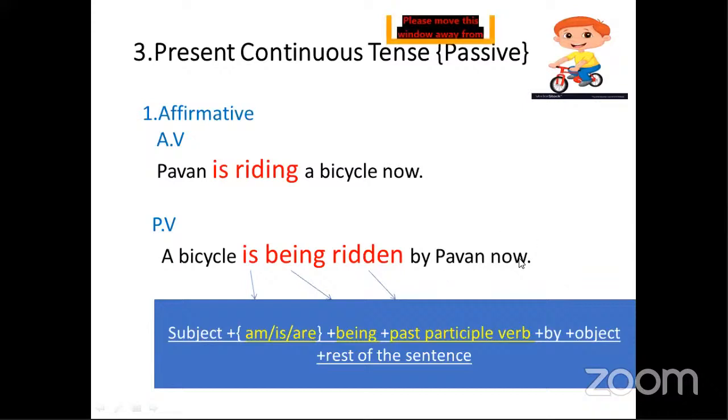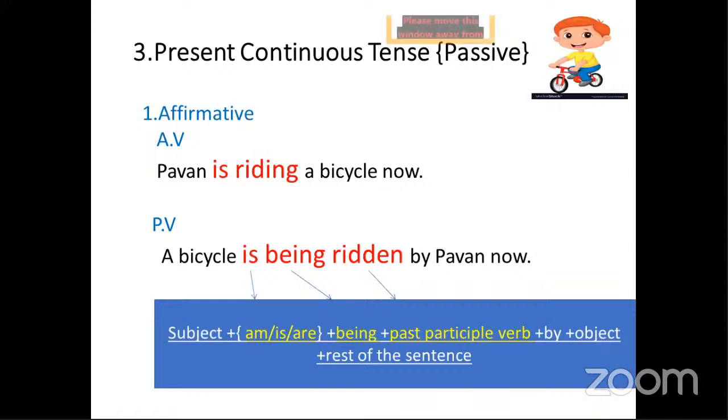And if the sentence is lengthy with the rest of the sentence, you can attach it. So our complete sentence is, a bicycle is being ridden by Pavan now. Right, hope you can understand. Right, shall we move on to the second part?